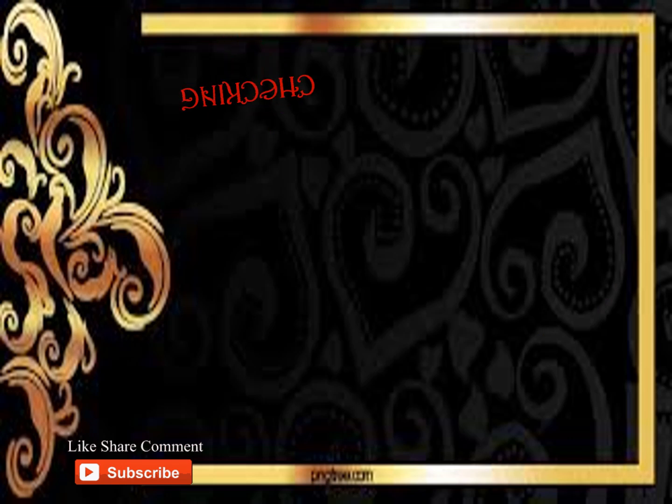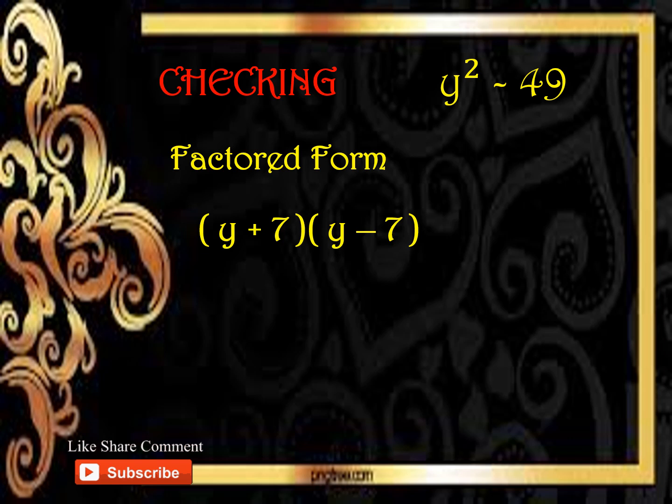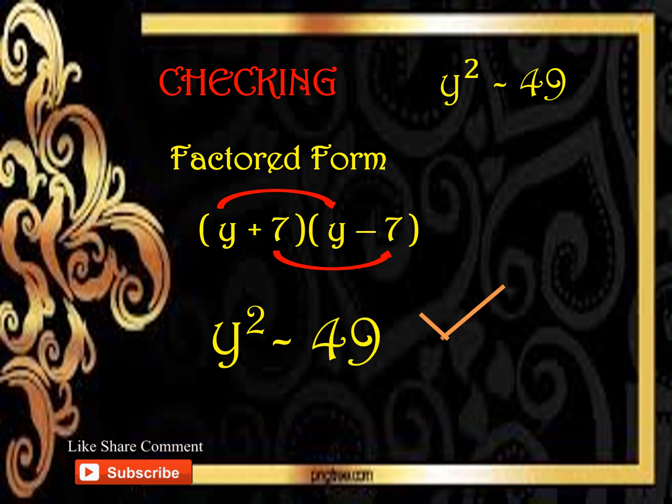So checking. y squared minus 49 has a factored form of quantity y plus 7 times quantity y minus 7. When we multiply the sum and difference of two terms, we just multiply the first and the last terms. So y times y, we have y squared, and 7 times negative 7 is equal to negative 49. So check.